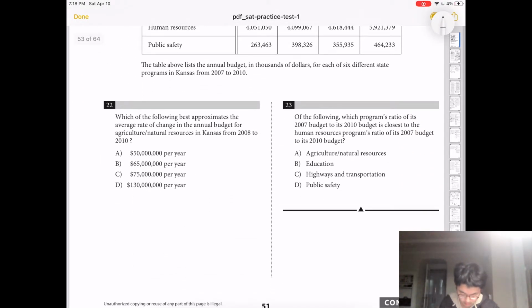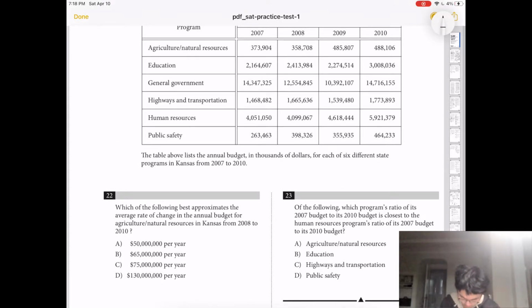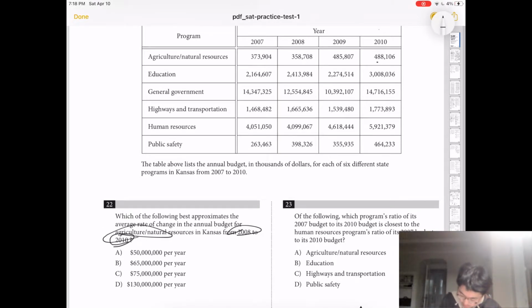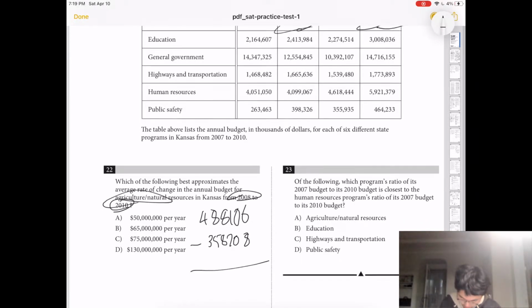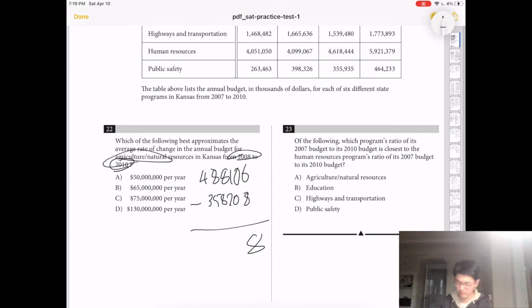And number 22, which of the following best approximates the average rate of change in the annual budget for agriculture and natural resources from 2008 to 2010? Alright, so it's here to here. To calculate the average rate, it would be 488,106 minus 358,708. I'm using my calculator for this one. 488,106 minus 358,708 is 129,398.